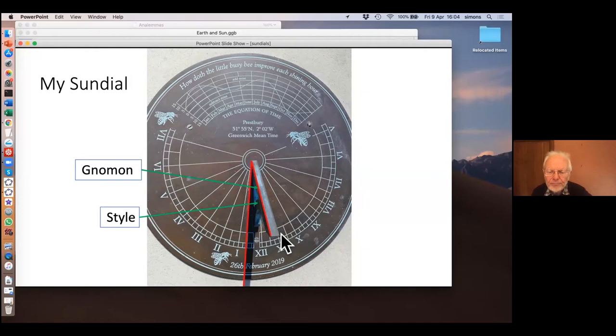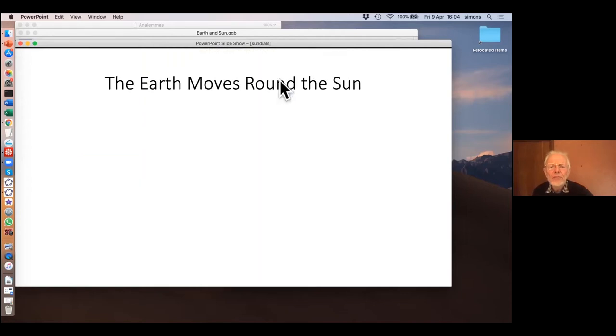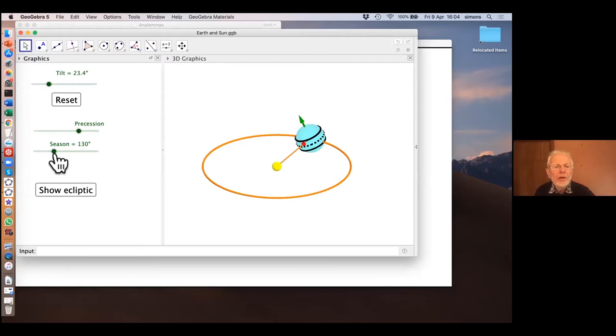Okay, so you probably all know that the angle of the style is there because the gnomon has to be parallel to the Earth's axis. But let's make sure we understand that first and get our heads around that, and that will introduce us to some new words and concepts that we're going to need. So the basic situation, of course, is the Earth goes around the sun. And there it is, going around the sun. So that's its orbit, and that's its axis, which is, of course, tilted with respect to the orbit.